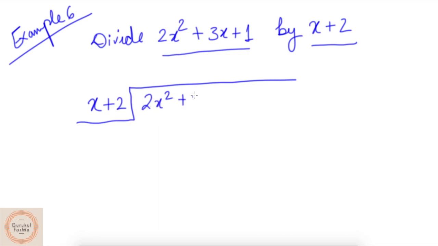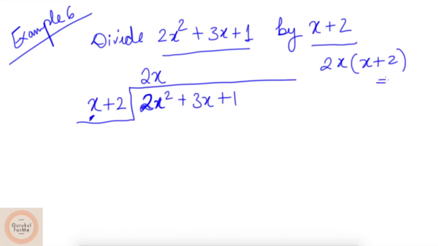2x squared plus 3x plus 1. Let us see the methodology. If this is x, you want to eliminate this 2x squared. What you need is to multiply here in the quotient a number which should exactly give 2x squared. So what should you multiply with x? If you multiply 2x here, then it will be 2x into x plus 2.